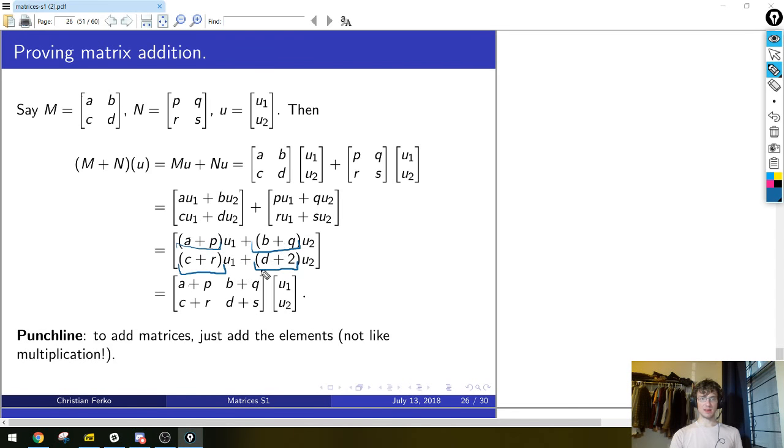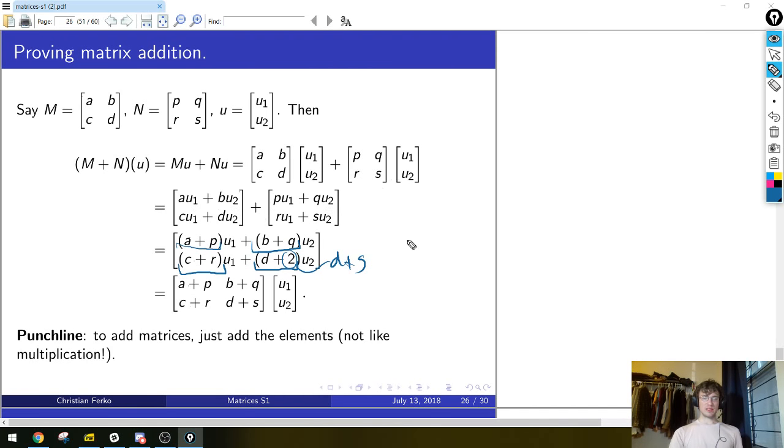A plus P, B plus Q, C plus R. Wow, why did I write D plus 2? I was about to say 2 is not equal to S. Man, I make a lot of typos. I apologize. That should be D plus S. So D plus S in the bottom right times U1, U2.